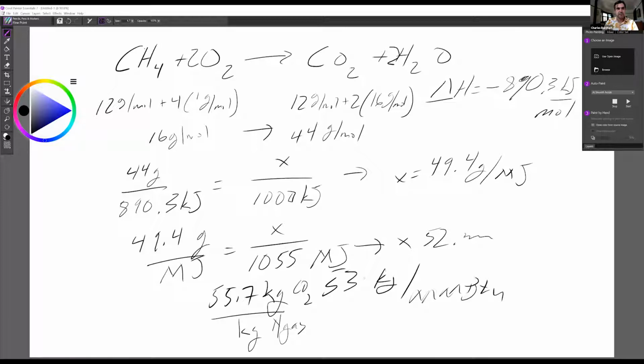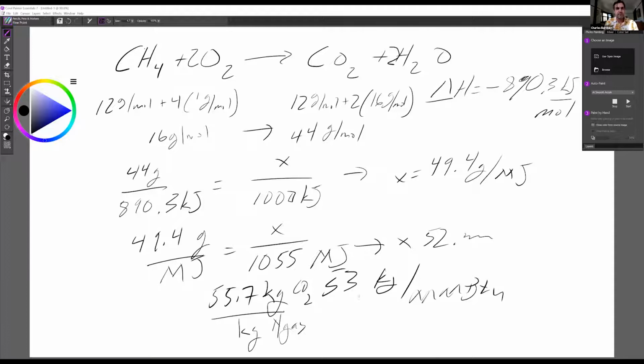Usually a person burns about a therm of gas a day in their house to keep it warm and to heat water. And so that means every day you emit about 5.3 kilograms of CO2 from your house for consuming natural gas.